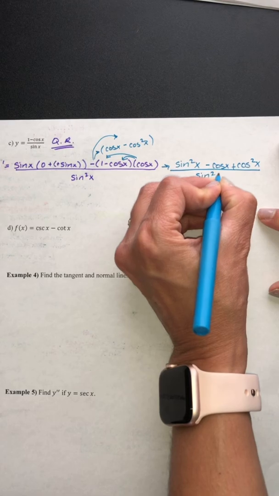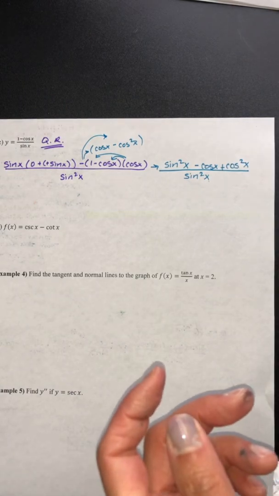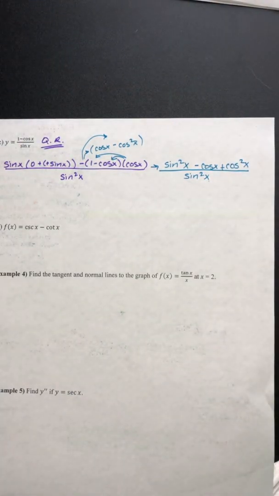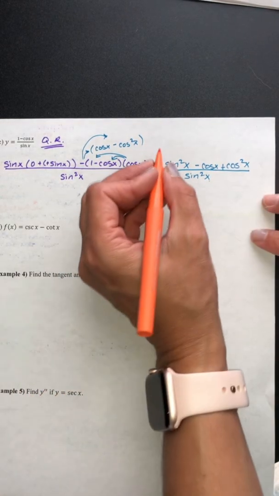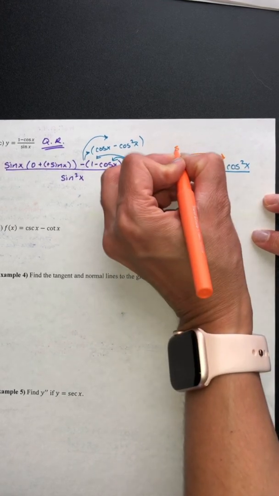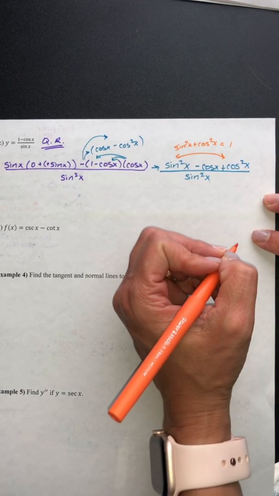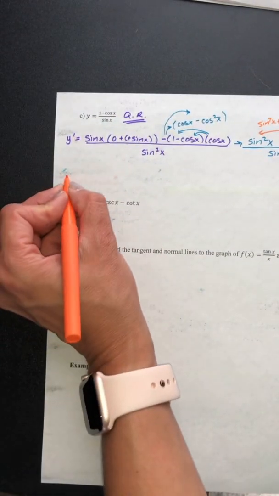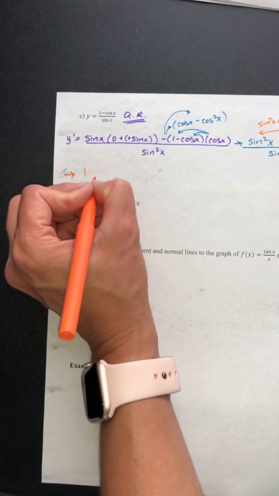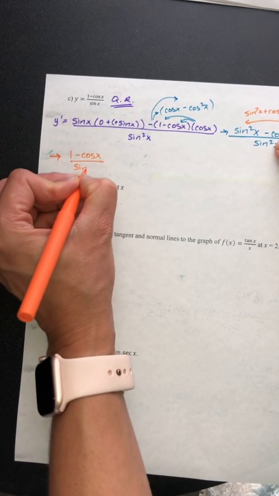all over sine squared of x. Okay, well, I see something. I see a sine squared and I see a cosine squared. And we know that sine squared plus cosine squared was one of the trig identities we learned last year. And we know that when we have sine squared x plus cosine squared x, that's going to equal 1. So adding up these together, that equals 1. So I'm going to bring this down over here, draw a little arrow. So I'm going to have 1 and then minus cosine x all over sine squared x.